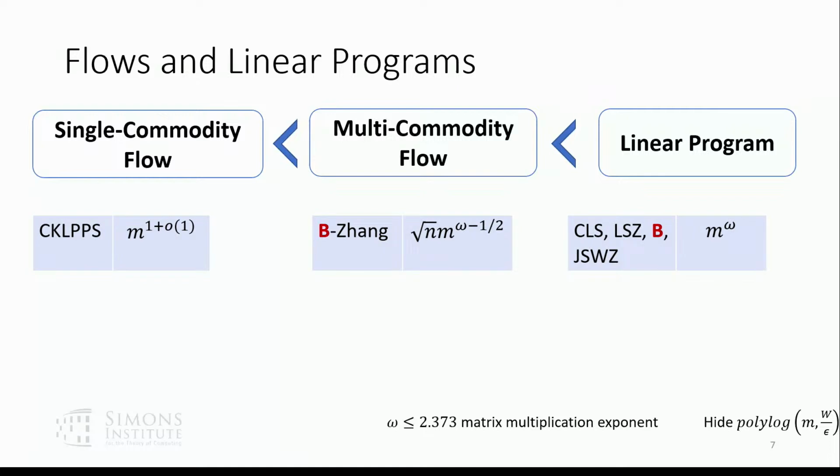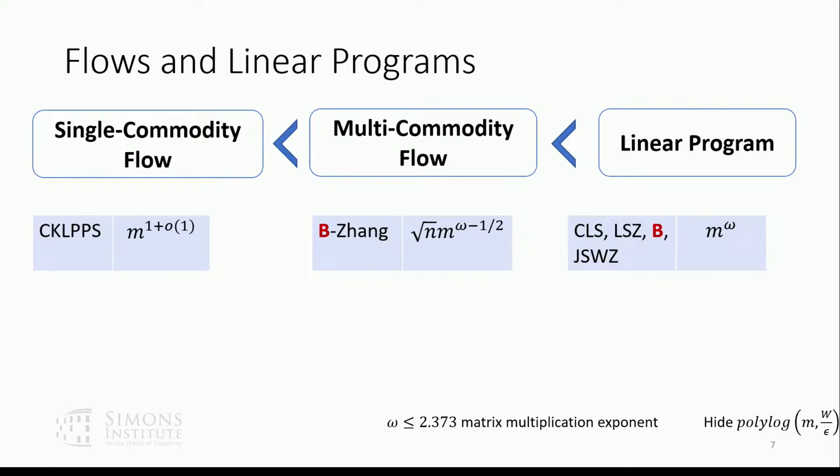So for single commodity flow, right, min cost flow, max flow, there was recently this almost linear time algorithm. We can solve this very efficiently. The fastest algorithm that I'm going to talk about in this talk is quite a lot slower than single commodity flow, but it's still faster than if you solve a general linear program. So that would be something like m to the omega. Here omega is the matrix multiplication exponent, something like 2.38 roughly. And throughout this talk, I'm going to hide polylog complexity terms.